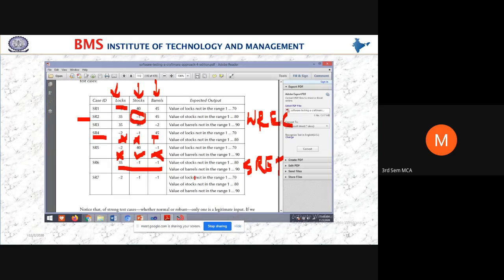Sunil, why is it strong robust equivalence testing? Sunil, are you there? Srinivas? Yes, ma'am. Why am I saying this case 6 is strong robust equivalence class testing? It contains negative values as well. Not negative values. Here we are checking multiple invalid values.